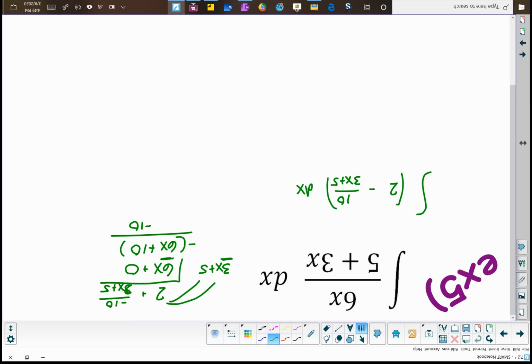Okay, here's another spot that is so tough. This term needs substitution because of that 3x plus 5. Okay. This term does not. So if one part needs substitution and one does not, we have to break that up. So I have the integral of 2 dx minus, and I'm going to go ahead and pull out the 10.